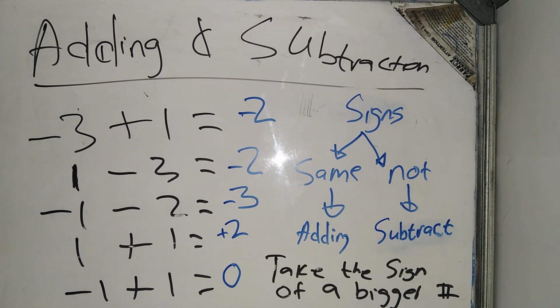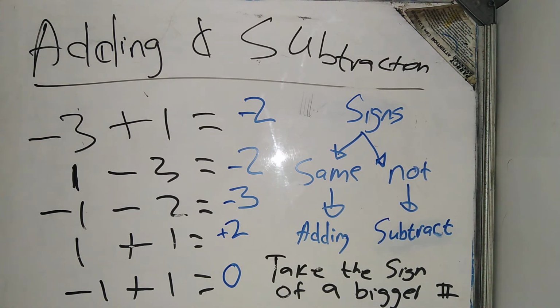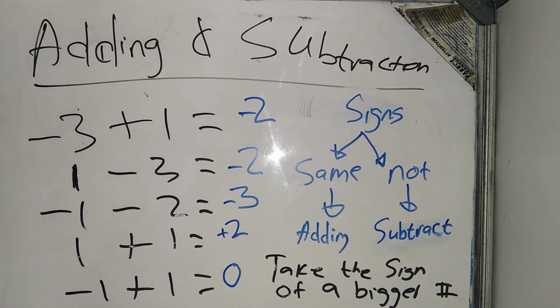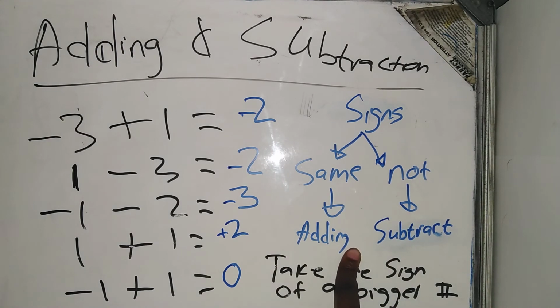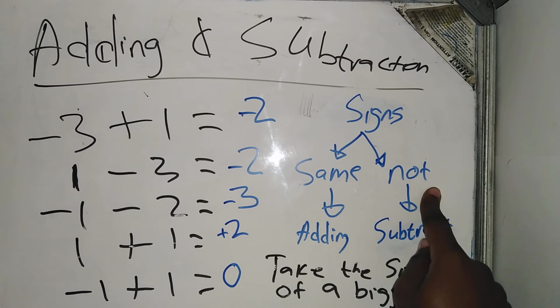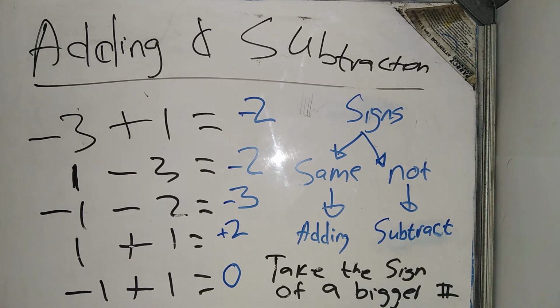Now let's summarize this whole thing so that we then close shop. So we said we've got 2 signs. We said the signs are negative and positive. And then we said when we are evaluating problems using signs, what we usually do is we look at whether the signs are the same or they are not the same. We said if the signs are the same, the operation that we're going to do is adding. If the signs are not the same, the operation that we're going to do is subtracting. Okay, and then when it comes to a sign, we say we take the sign of a bigger number.